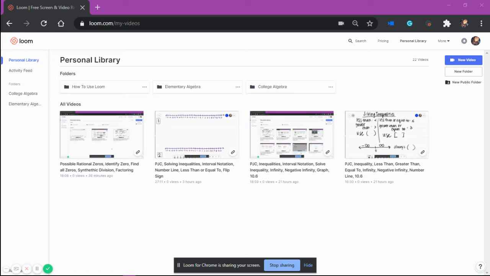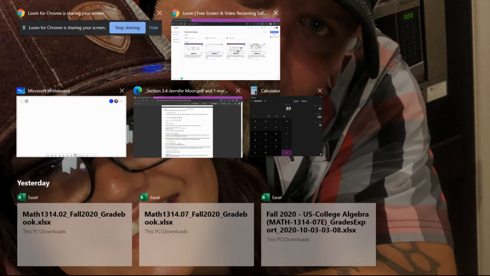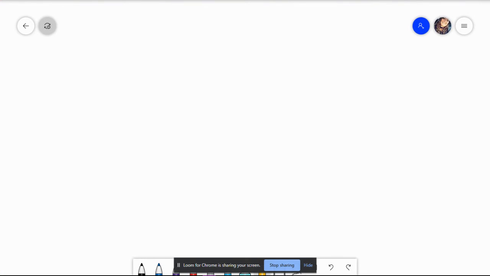Hey y'all. Okay. We are going to do another problem where it has us list all of the possible rational zeros. And then from that, we're going to be able to use synthetic division and we're going to be able to find the other zeros.